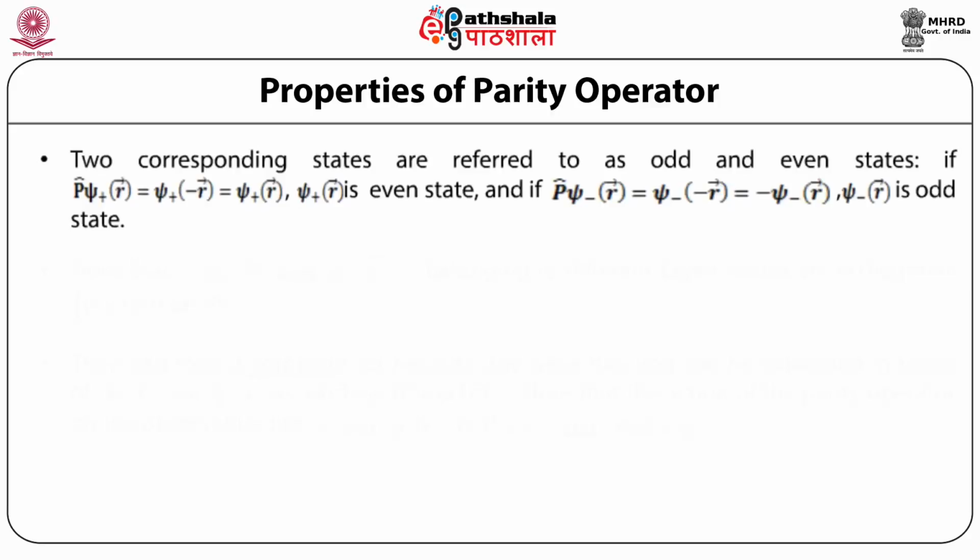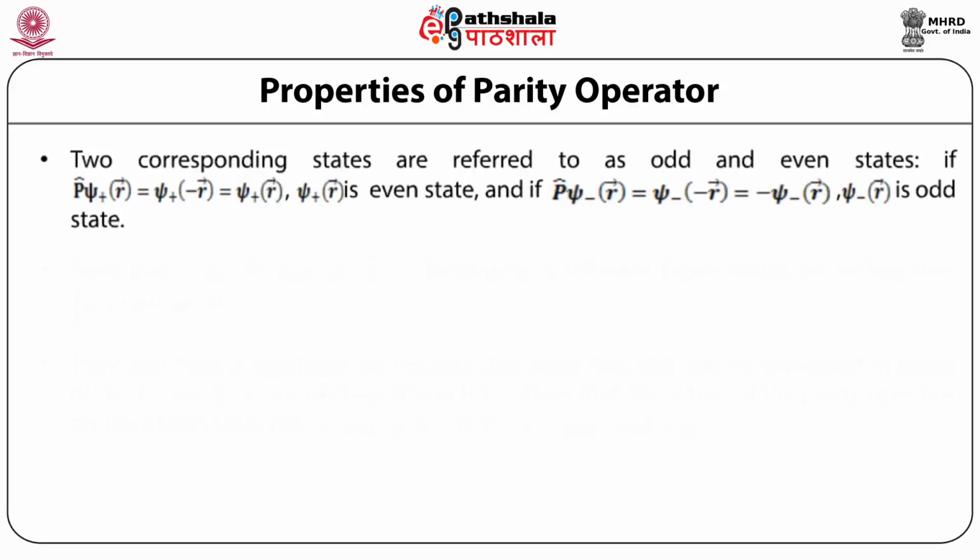The two corresponding states, referring to the two eigenvalues obtained for the parity operator, that is plus 1 and minus 1, are referred to as the even state and the odd state. So if the parity operator P acts on a wave function psi plus as a function of position vector r and yields the wave function psi plus as a function of position vector minus r, which turns out to be equal to the original wave function, that is psi plus of r, then the wave function psi plus of r is called an even state.